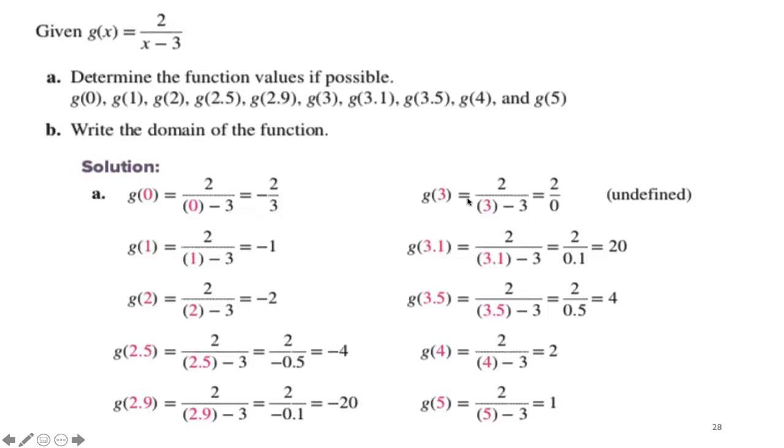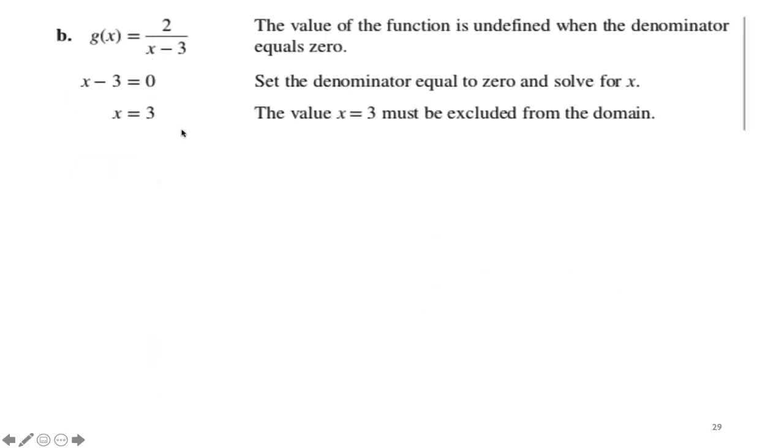So what is in the domain? Well, again, this is very simple. The idea is that we need the denominator to not be 0. So one way to do this is to figure out when the denominator equals 0. So x minus 3, when is it equal to 0? When x is 3. So when x is 3, it makes the denominator 0, so 3 is not in the domain. That means we have to exclude 3 from the domain.